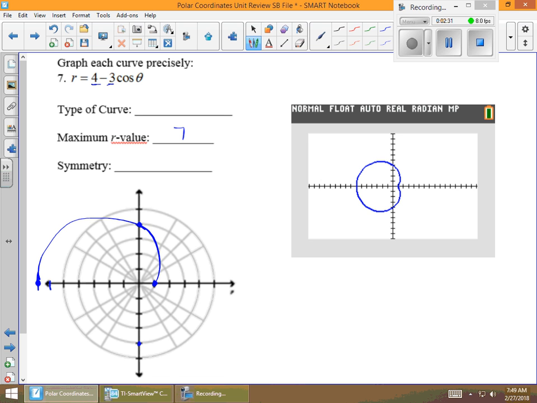This is a limacon. It does not have an inner loop, since the first number is bigger than the second. It would be a cardioid if our two numbers were the same. So if it was like 4 minus 4 cosine of theta, that would be a cardioid. And then this is symmetric over the x-axis.